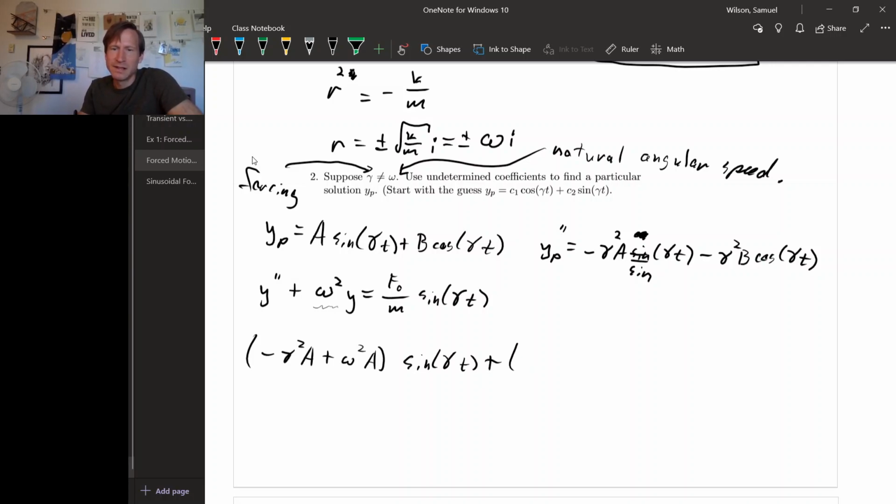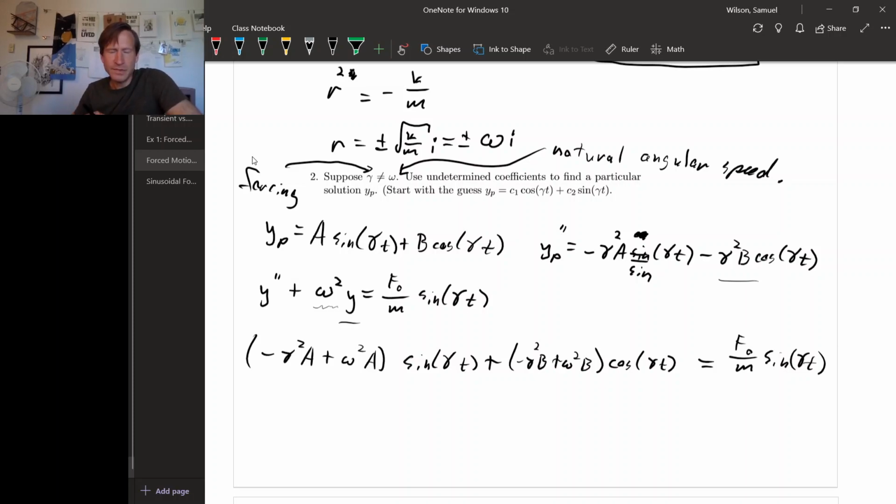Plus the terms that give us a cosine gamma t. From our second derivative, we get a minus gamma squared B, and then from our y term, we get an omega squared B. So plus omega squared B. And the right-hand side of our equation is f naught over m times sine gamma t.